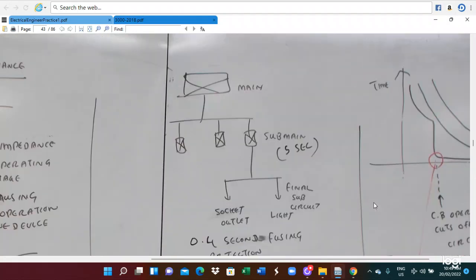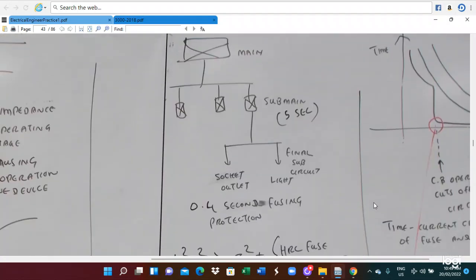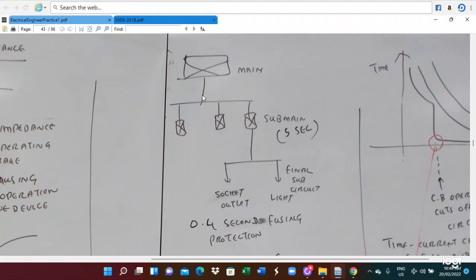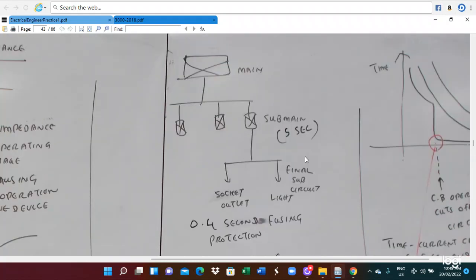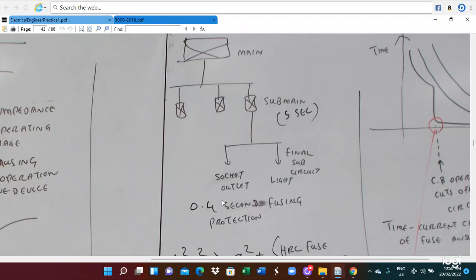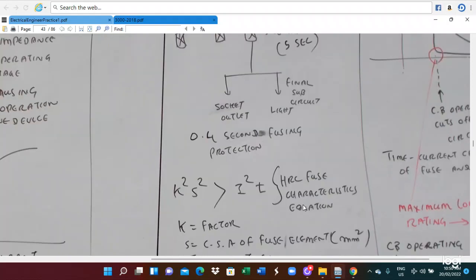So this is for the connection of the final sub-circuit. This is the main switch and also the sub-circuit. This is the sub-main, and here is a final sub-circuit. The final sub-circuit includes the socket outlet and the lighting board. In this case, a sub-main operation needs to operate within 5 seconds. The final sub-circuit needs 0.4 seconds for the fusing protection.